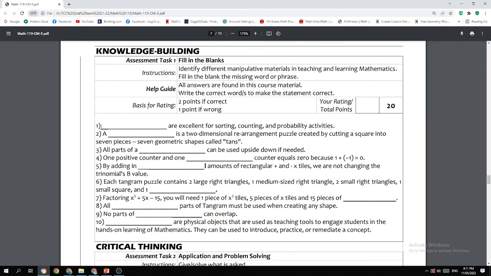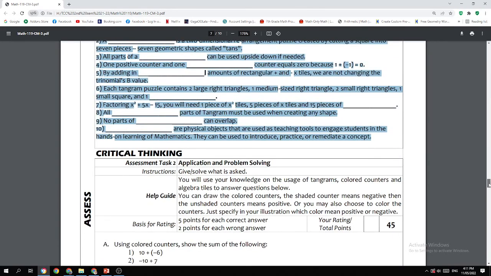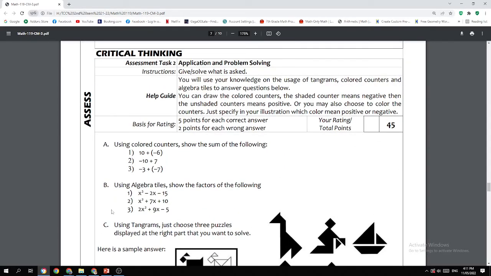Fill in the blanks. I will also use Google Forms. Do not worry about the online part. You can answer in the Google Forms after watching the video. I will give the Google Forms next week, after I discuss the continuation of CM number 3. Okay? Critical thinking. For letter A, you can already start answering.